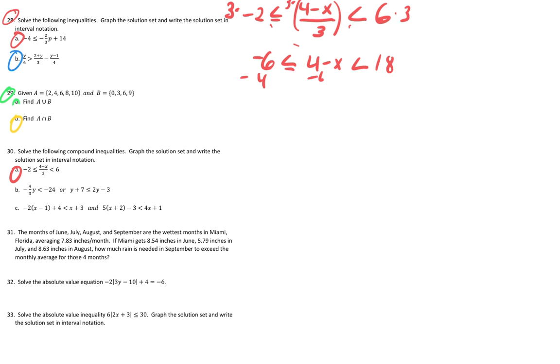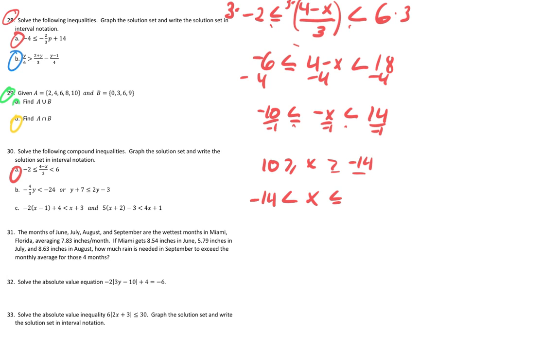We'll subtract 4 from everything. We'll get negative 10 less than or equal to negative x less than 14. Now we'll divide everything by negative 1. And when we do that, we need to switch the directions of our inequalities. So we will get 10 now greater than or equal to x greater than negative 14. Now usually this is fine, but we will rewrite this to go from the least number to the greatest number. So it'll be negative 14 less than, because we'll switch the sign, x less than or equal to 10.